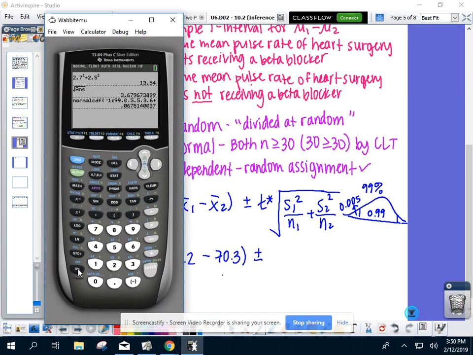We'll hit second vars 4. The area I just wrote is 0.005, and then we take our smallest sample size. They were both 30, but that means I'll just choose 30. And then the DF is n minus 1, 29. Paste, write down the positive version, 2.756.